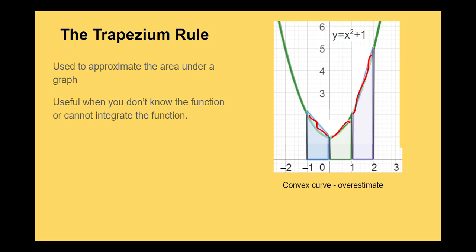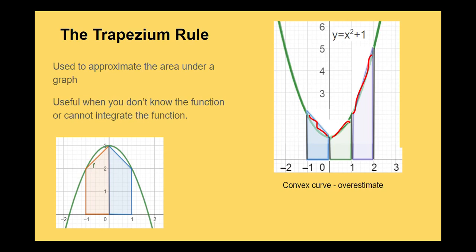If you look at a concave curve as well, curved the other way up, we've got the two trapezia there, and we can see this time there's an area under the curve which isn't included in the trapezium. And so when it's a concave curve, the trapezium rule will give us an underestimate of the area.